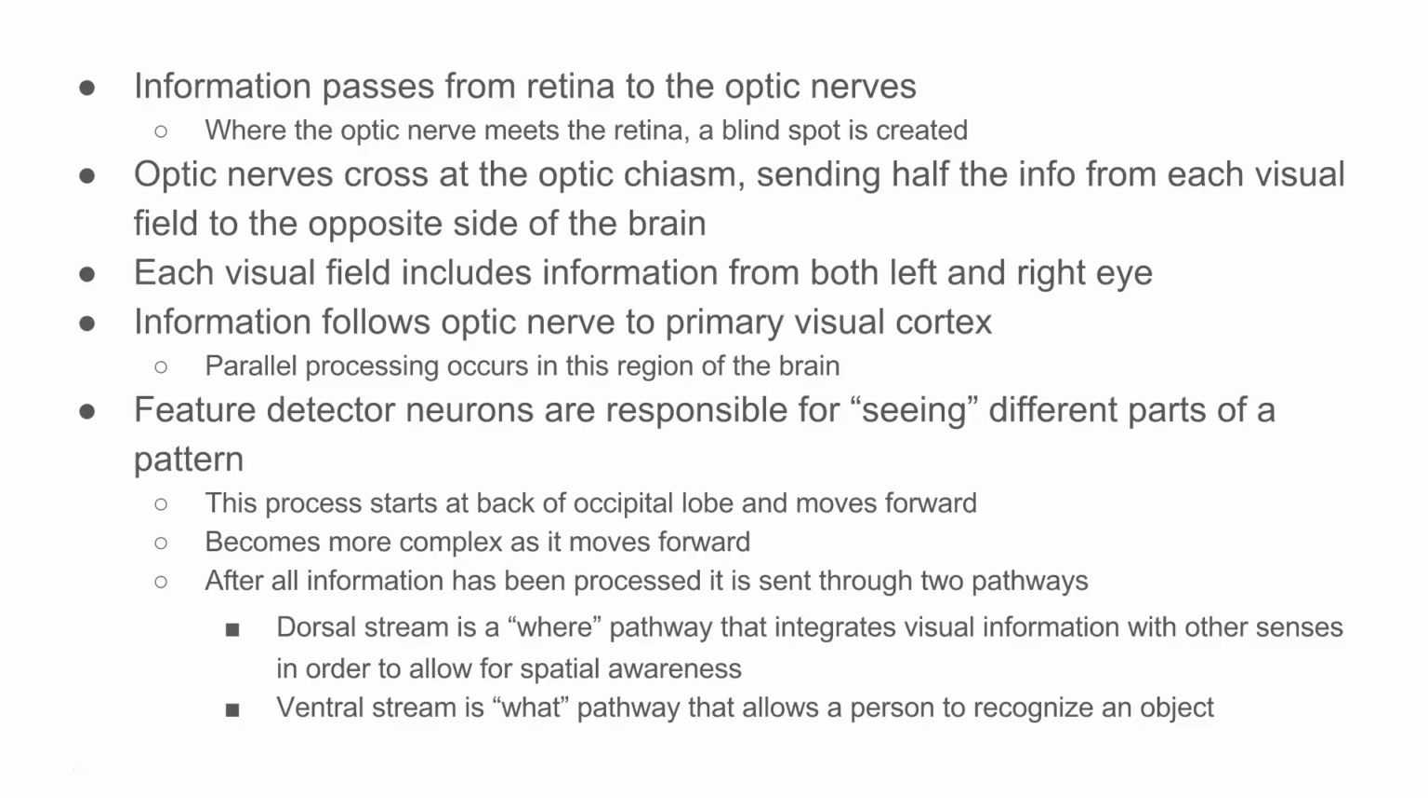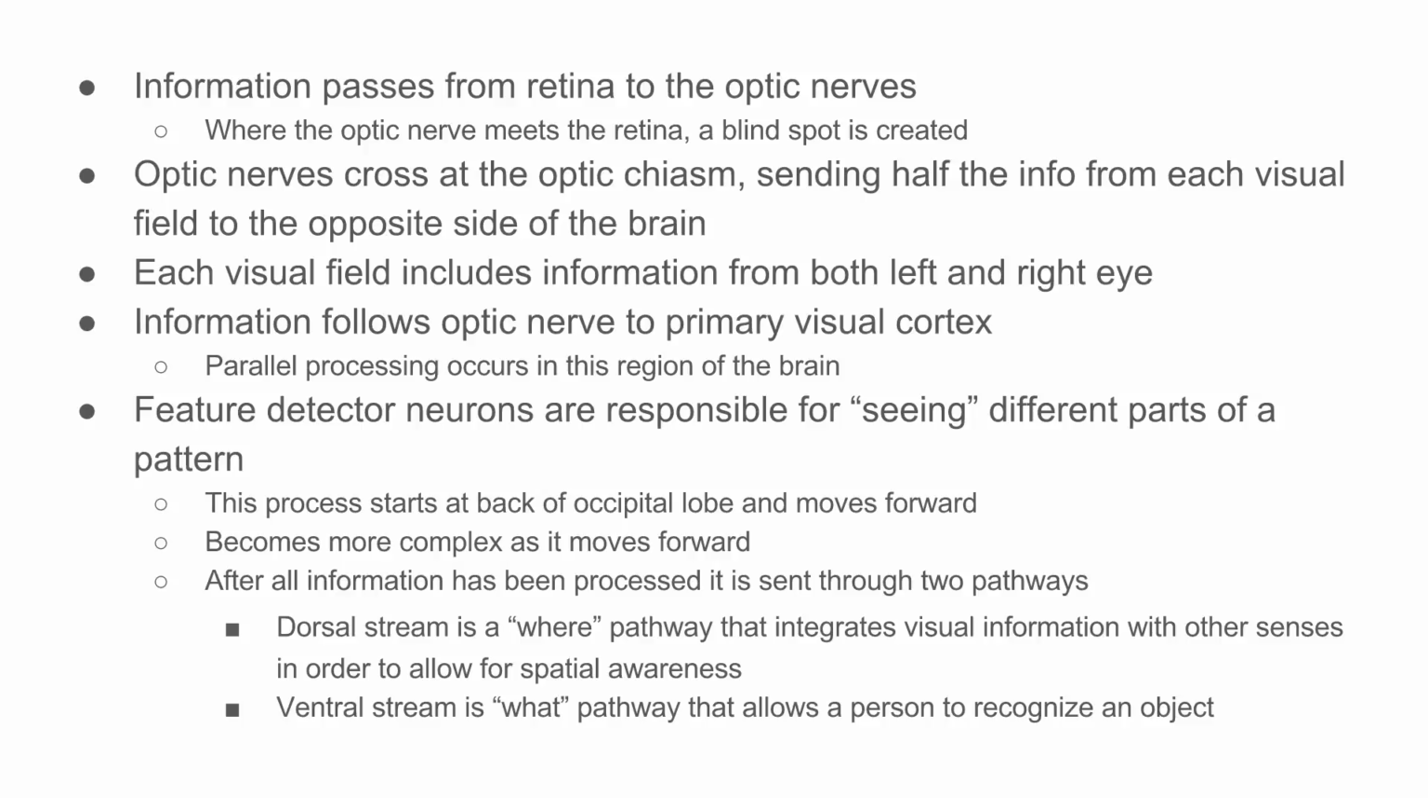And once it's hit the retina, that information passes along from the retina into the optic nerve. And the optic nerve is interesting because where it meets the retina, a blind spot is created. So in each eye you have a blind spot, an area where you just can't pick things up because that sight is blocked by your optic nerve. And it's different for both eyes, so you don't have a singular blind spot, but in your left eye you'll have one, and in your right eye you'll have one.